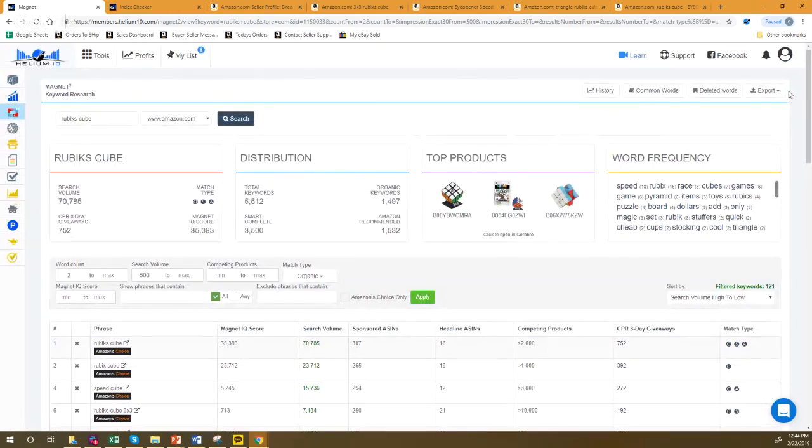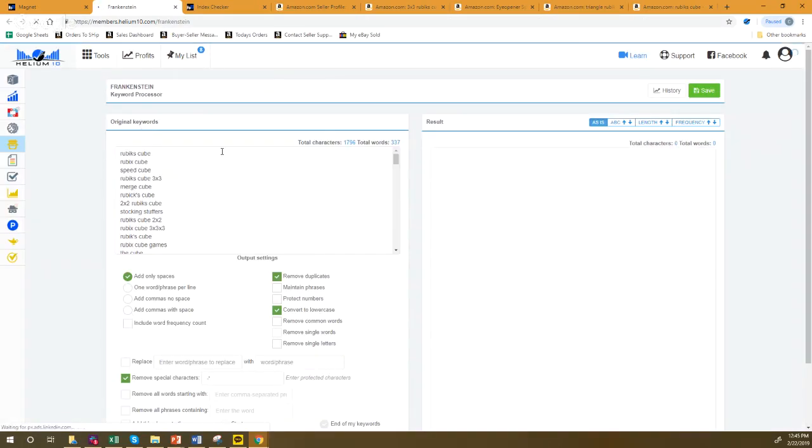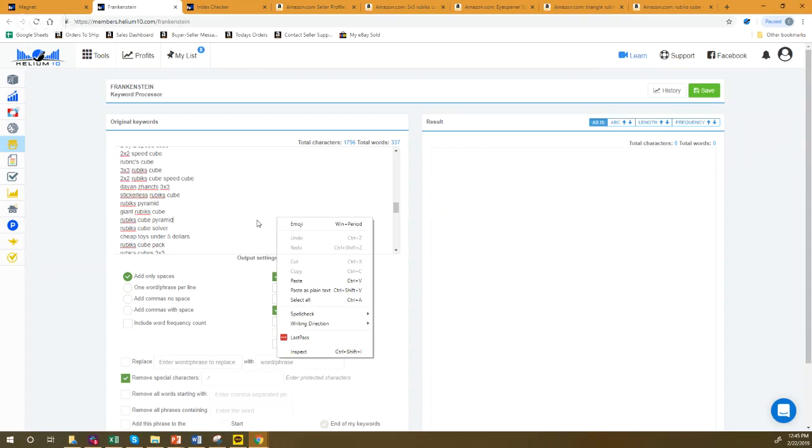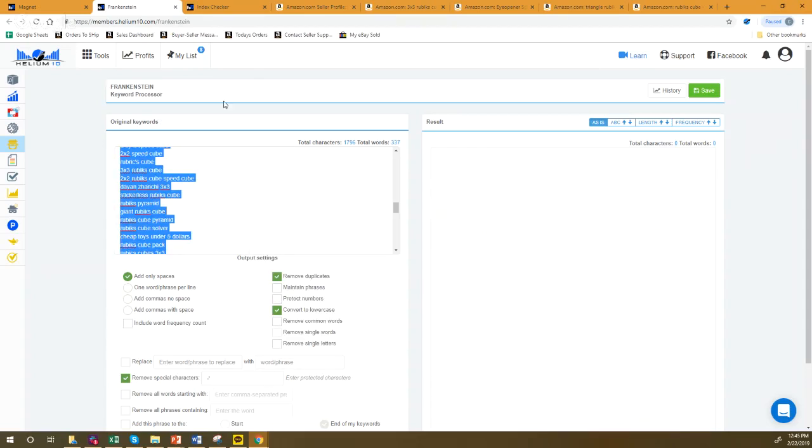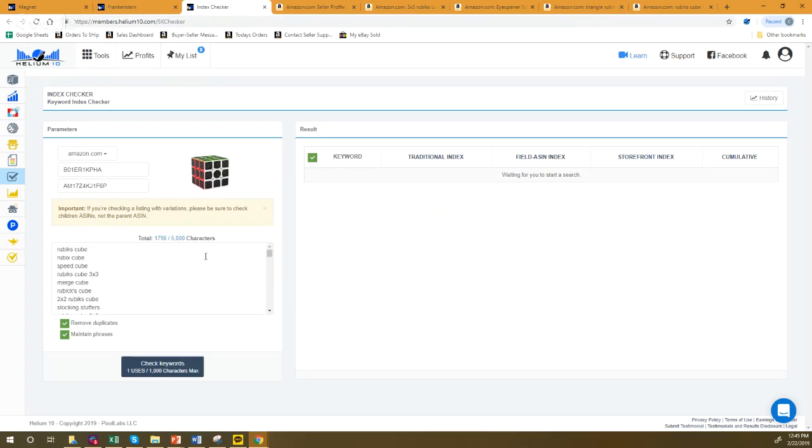I'm going to first put this into Frankenstein. All right, and now here are all of the keywords, all of those phrases, 337 words. I'm going to copy them all and put them into Index Checker right here. So now what this is doing is, one by one, it's going to check.